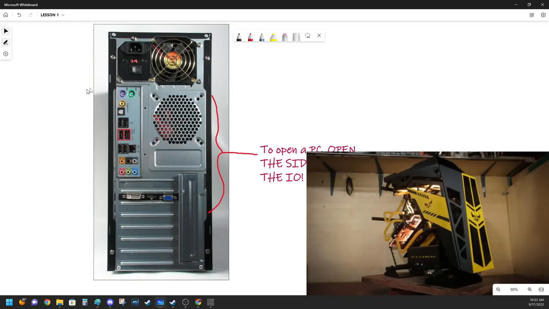If you open the same side as the I/O, you can't access the actual components themselves. You'd be looking at the back side of the motherboard. Some of them have solid state mounts back there. Yep.